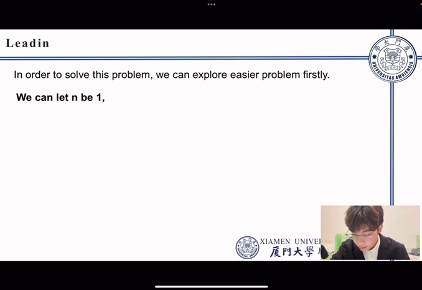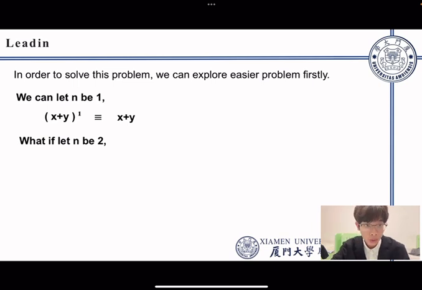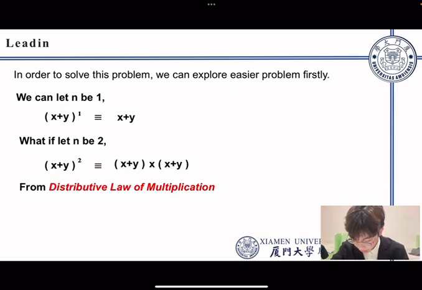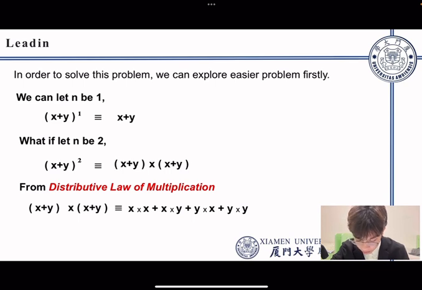We can let n be 1 firstly. Then we get (x plus y) to the first power. It is equal to x add y. What if we let n be 2? Then we get (x plus y) squared. It is equal to (x plus y) times (x plus y). From the distributive law of multiplication, it is equal to x times x plus x times y plus y times x plus y times y. So we get x squared plus y squared plus 2xy.